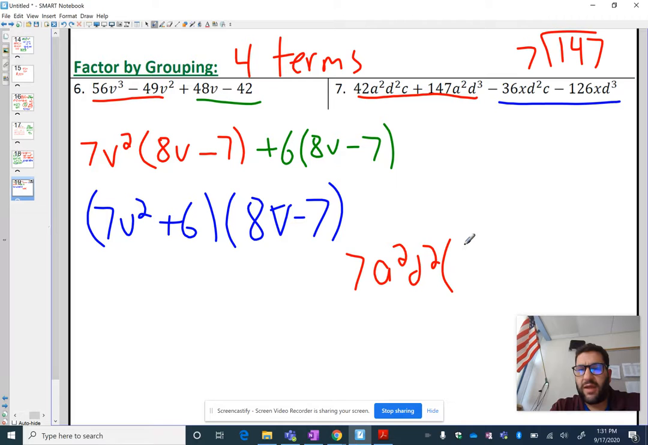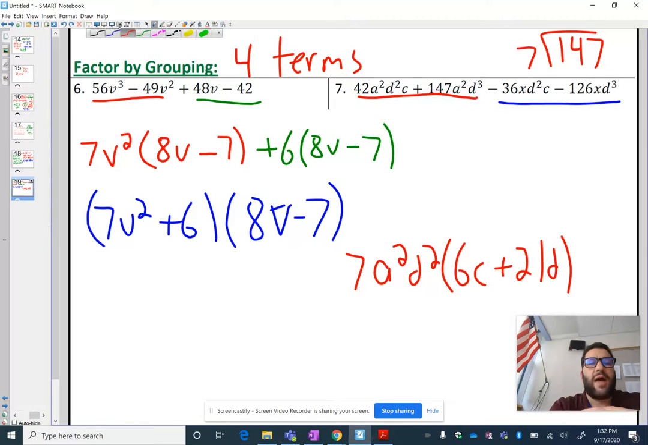I'm left with a 6c plus 21d. Let me make sure that's right. Let's work backwards. If I go back in, I get 42 a squared d squared c. 7 times 21 gets me my 147 a squared. Yeah, so that's good. So that's the first part.